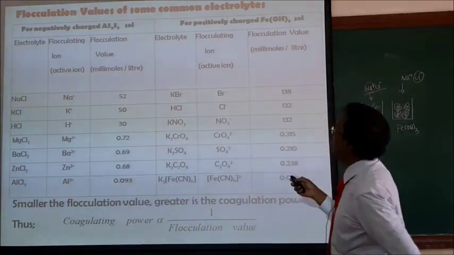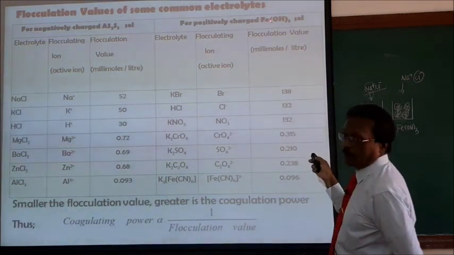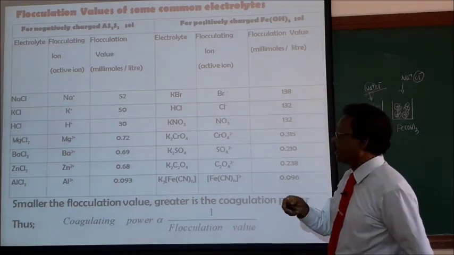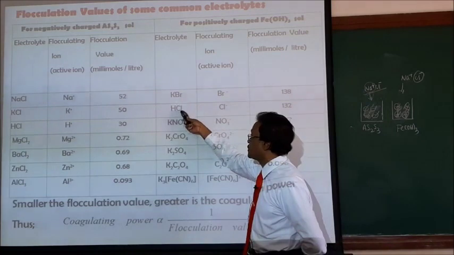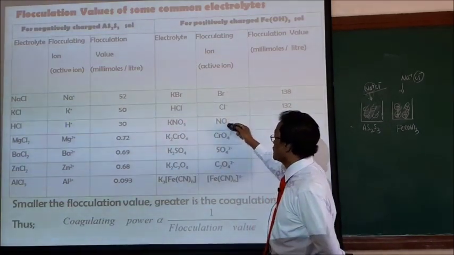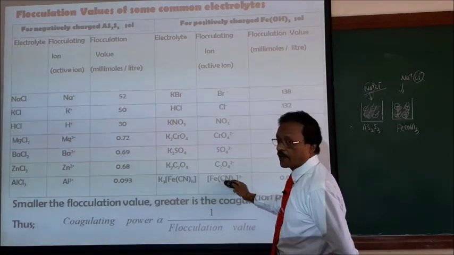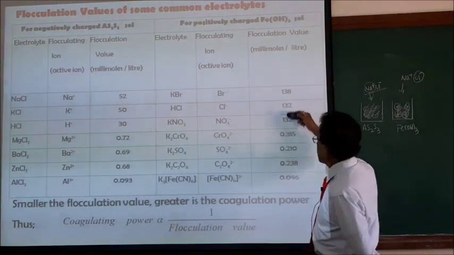I will take ferric hydroxide sol. It is a positive sol. Negative ions should be added for coagulation. When I add these electrolytes, KBr, HCl, I have taken the negative ions Br minus, Cl minus, NO3 minus, chromate ion, sulfate ion, dichromate ion. And this is the ferricyanide ion. So measure this, see the flocculation value.